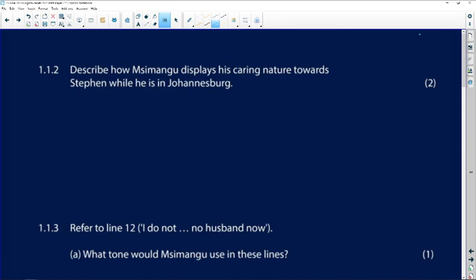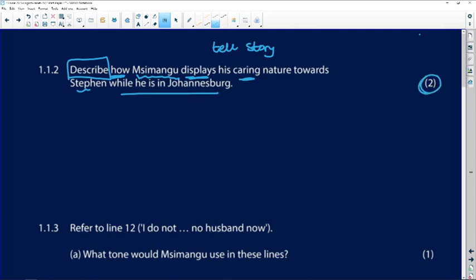Right. Let's look at the next one. This is a describe question. Describe how. So all you've got to do is tell me the story. You're telling me about the character. How does he display? What does he do to show that he's caring towards Stephen while Stephen's in Johannesburg? Do you see what I mean about knowing your text really well? But just tell me the story.